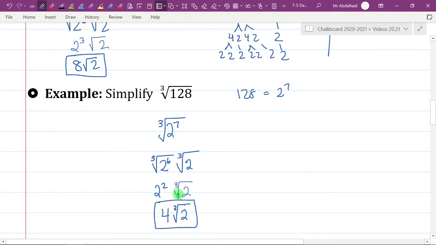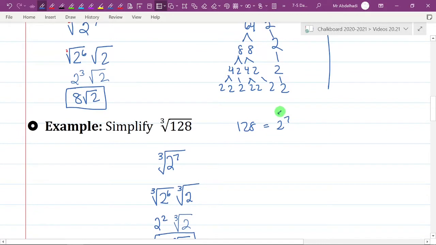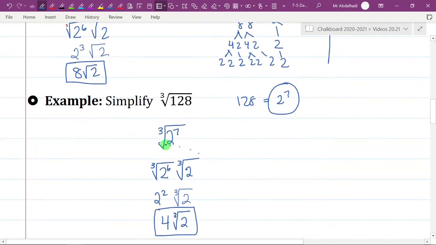And there you go. You just did a cube root of 128, and this up here was the square root of 128. Okay, the process is exactly the same. In both cases, you make a factor tree, you find out what 128 is in prime number terms, and then just take the root of that, and it's pretty simple.